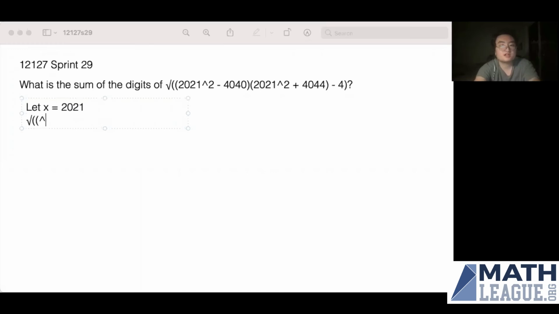x squared minus 2x plus 2 times x squared plus 2x plus 2, minus 4, right? Let me make sure I wrote that. Okay, good. So this is what we're left with, because subtracting 40/40 from something is the same thing as subtracting 40/42, which is 2x in this case, because x is 2021. And then we add 2. And adding 44 is the same as adding that same 40/42 and then adding another 2.